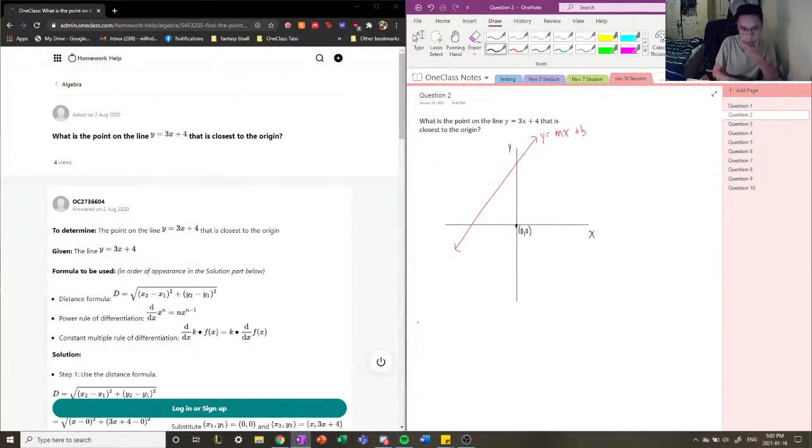You guys can obviously graph this line and visually try to locate it, but there's a computational method of doing this, okay? And it requires us to know what the distance formula is. So the distance formula is d equals the square root of x2 minus x1 squared plus y2 minus y1 squared, okay?